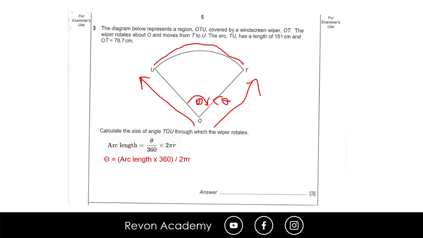The first thing you can do is start by removing that 360 in the denominator, but you can start anywhere. You can also start by dividing by 2 pi r on both sides, but at the end of the day you're supposed to get that same answer. So 360 multiplies both sides, ending up cancelling on the right side. Then on the left side you'll have arc length times 360, and on the right side of the equal sign you'll have 2 pi r and theta. To have theta alone on the right side, you divide both sides by 2 pi r.